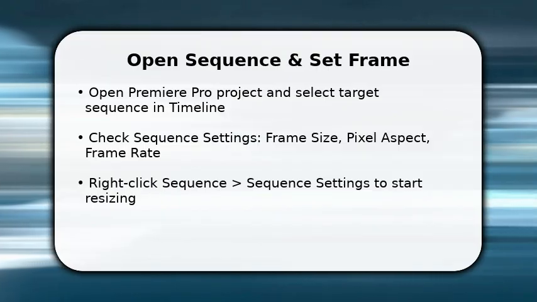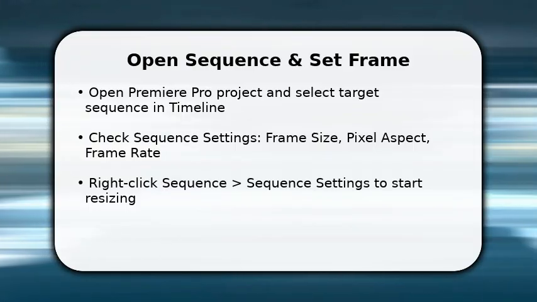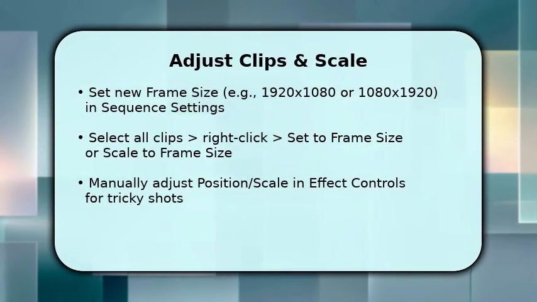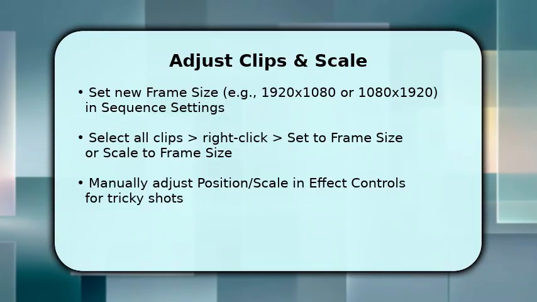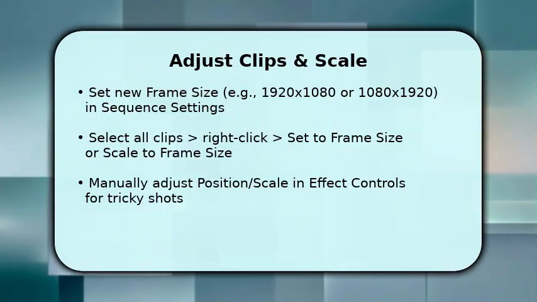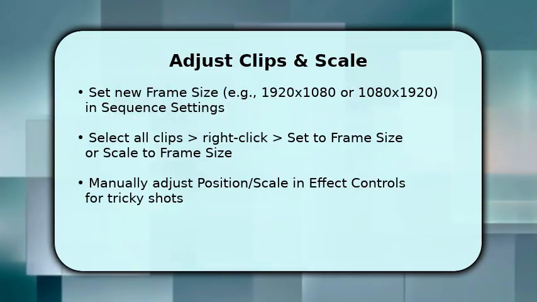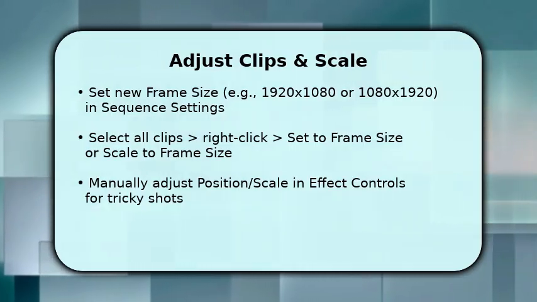When you right-click the sequence and choose sequence settings, you're changing the container. That's the why behind this step, and it sets up the rest of the process. Once the sequence frame size is changed, you'll need to make the clips fit. Select all clips and use Set to Frame Size to preserve scale behavior, or Scale to Frame Size for raster resizing.